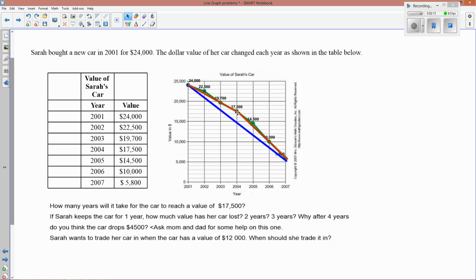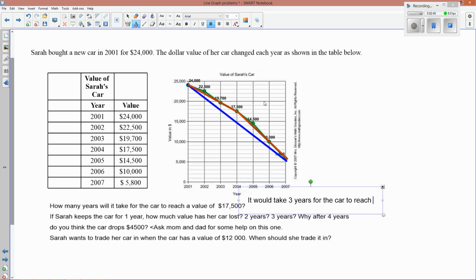So in this case, how many years? 1, 2, 3 years. All right, that's how long it would take. It wouldn't take 4, it'd take 3. The space is 1, 2, 3 years for Sarah's car to reach a value of $17,500. So it would take 3 years for the car to reach a value of 17,500.